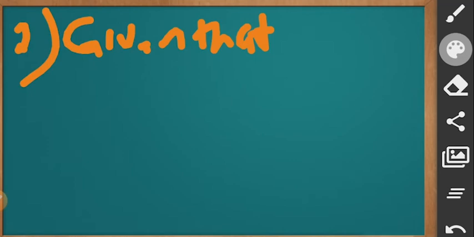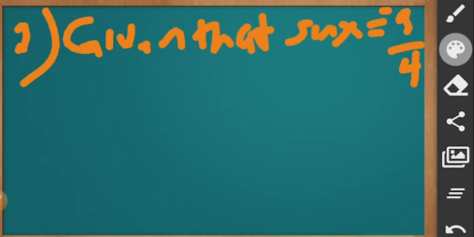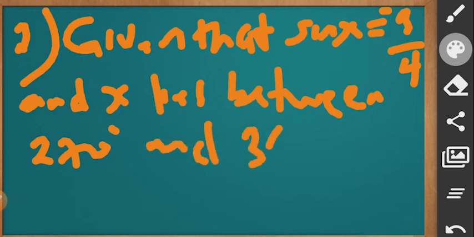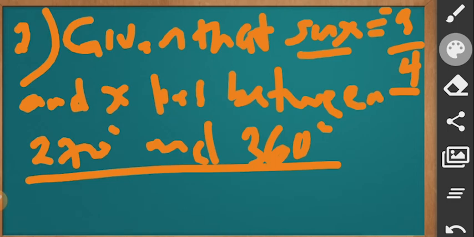So given that sin x is equal to negative 3 over 4, is that okay? And x lies between 270 and 360. Are you seeing that question? We have our sin x as negative 3 over 4, and x lies between 270 and 360. So we have the trigonometric ratio sin x. Its sign is negative, but it lies between 270 and 360.